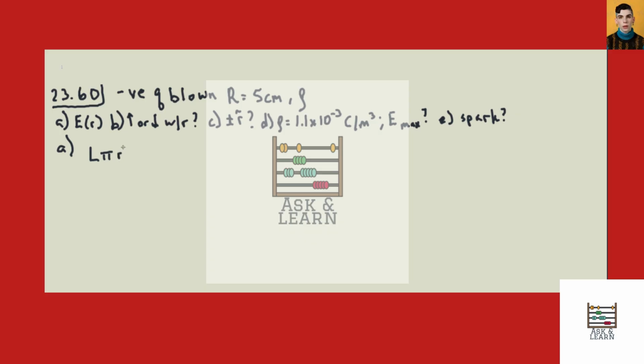So here we're considering chocolate crumbs. They have negative charge and are being blown through a pipe with a radius of 5 centimeters with some charge density. First, we want to find out what the electric field is. We want to say whether it increases or decreases with radius, whether it's directed inward or outward radially, and then what the maximum electric field is given this charge density and whether that's enough to cause a spark. We're told the condition for that in the statement of the problem, and we'll look at that when we get there.